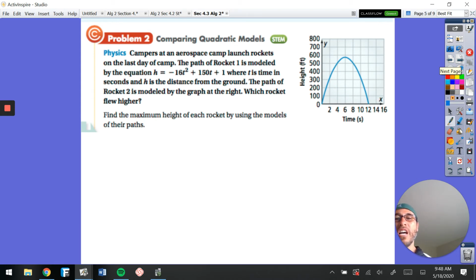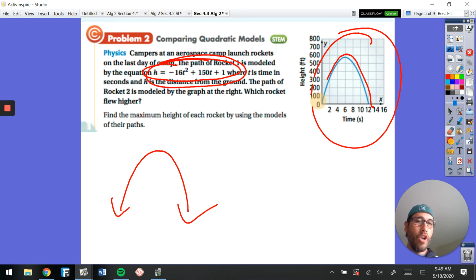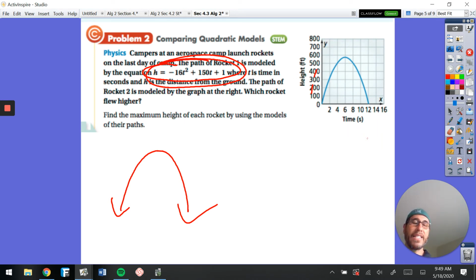aerospace camp launch rockets on the last day of camp. The rocket goes by that equation right there, that parabola right there. The path of rocket 2 is modeled by this graph. Ooh, I was incorrect. That's rocket 1. Rocket 1 is red. Rocket 2 is blue. And it's asking us which rocket is higher.